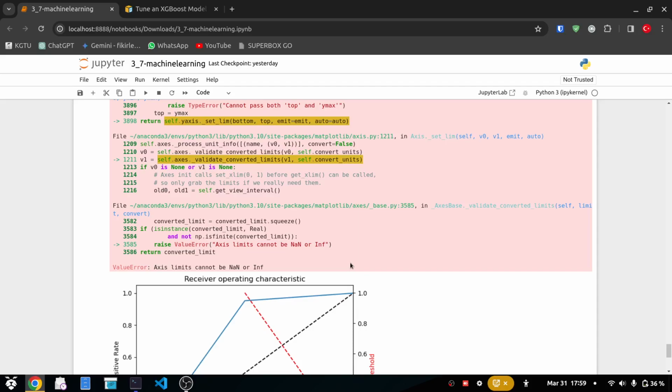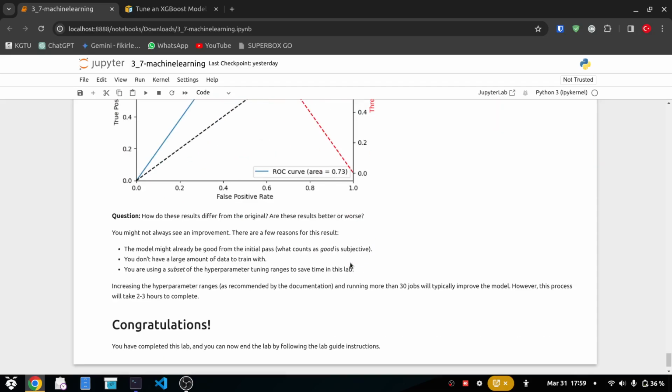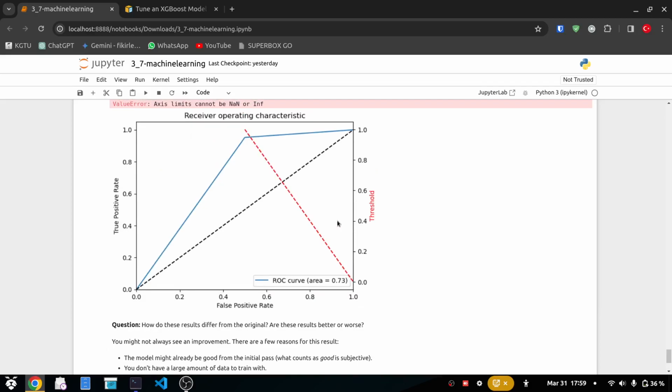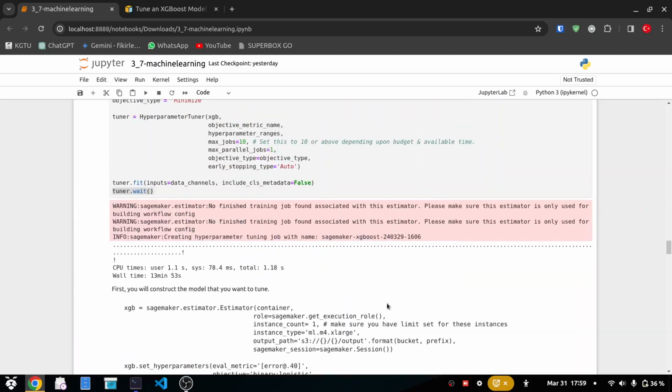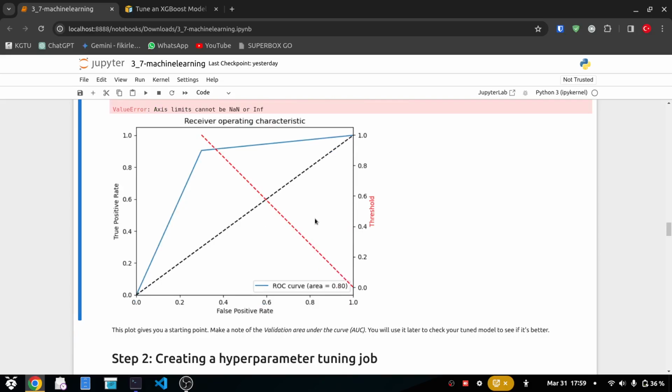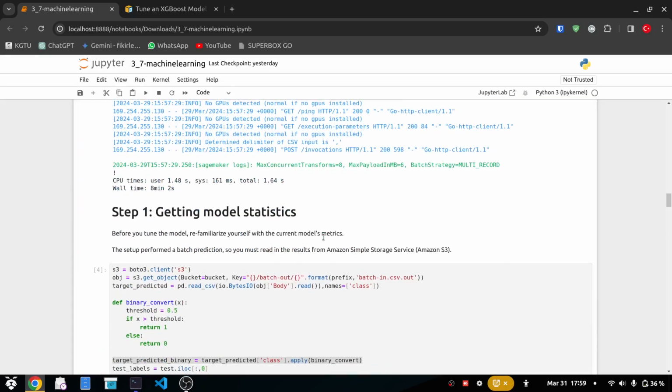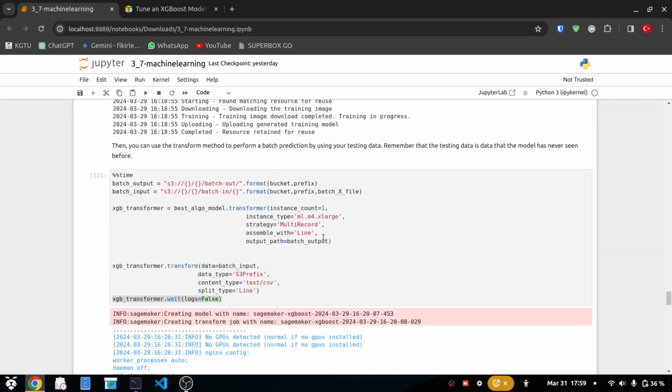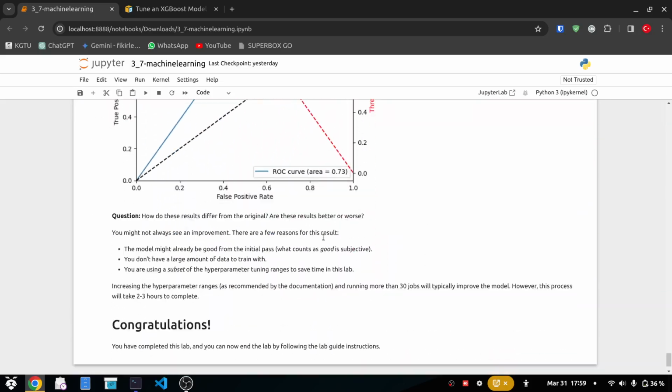Well, I might say that since these data sets were trained beforehand, the values that are given in the previous model, the hyperparameters, would be optimized. That's one thing that I might say. And you might not always see an improvement. There are a few reasons for this result. The model might already be good from the initial pass. Yes, that's the case for our case.